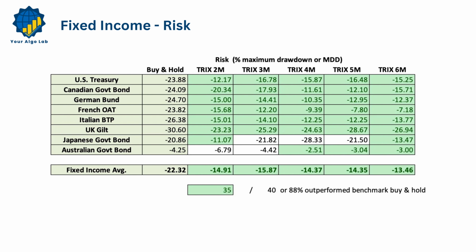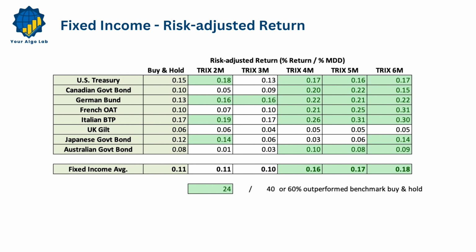In terms of risk, the TRIX strategies successfully reduced the maximum drawdown, with 88% outperforming the benchmark. Turning to risk-adjusted returns, we observed that 60% of the strategies outperformed the buy and hold benchmark. This marks an improvement compared to the 53% outperformance seen with long-term resampled moving averages.